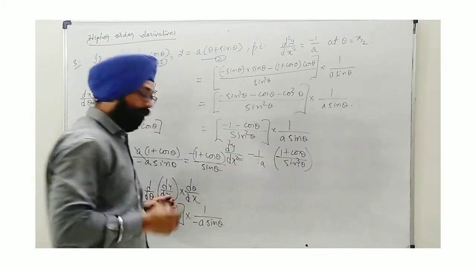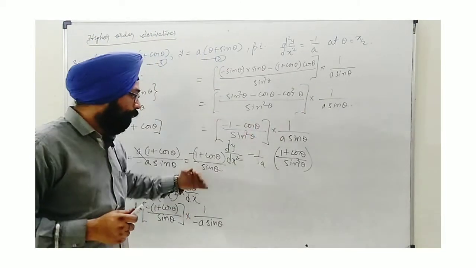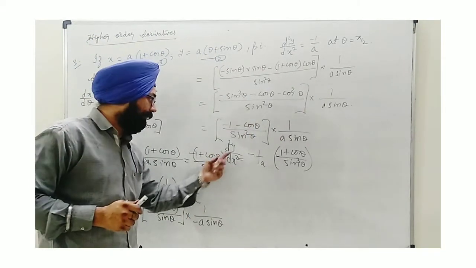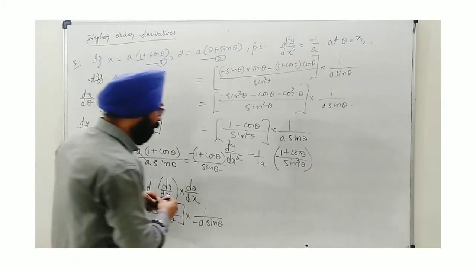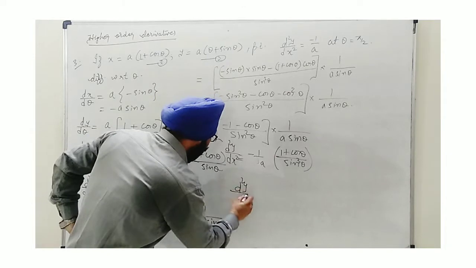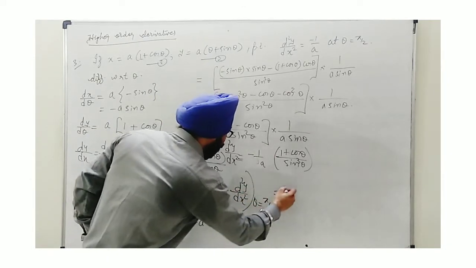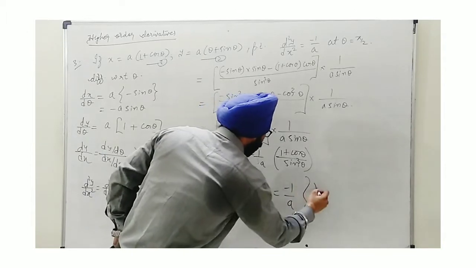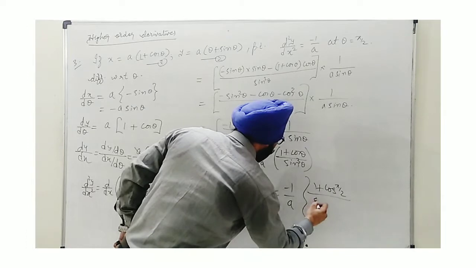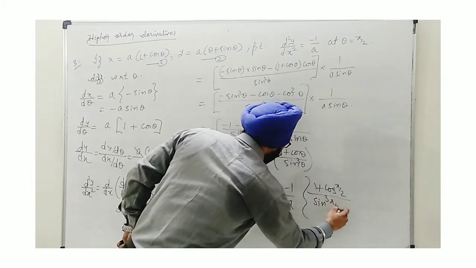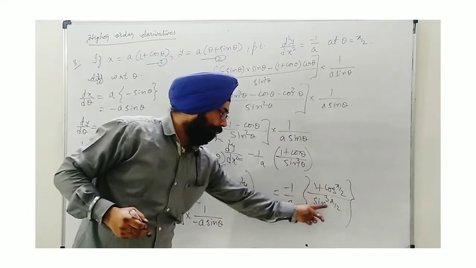by dx square. And one more thing to be noticed, this theta equal to pi by 2 should always be put after getting the final value of d square y by dx square, not in the beginning. That will be wrong. We write here d square y by dx square for theta equal to pi by 2. Here we get minus 1 upon a (1 plus cos pi by 2) upon sin cube pi by 2. Cos pi by 2, as we know, is 0, sin pi by 2 is 1.